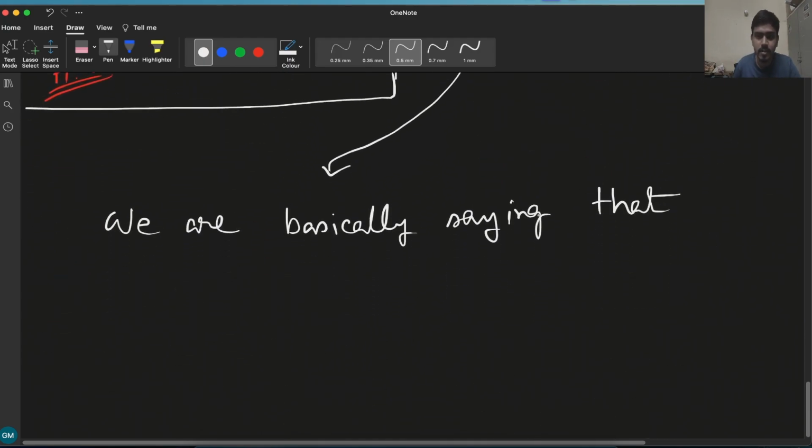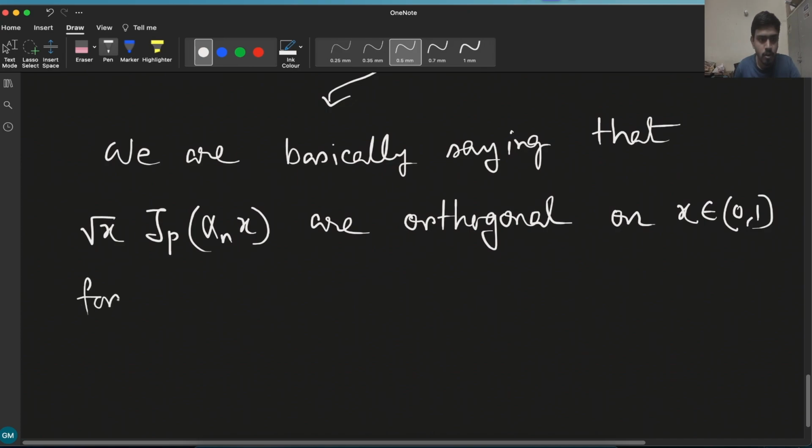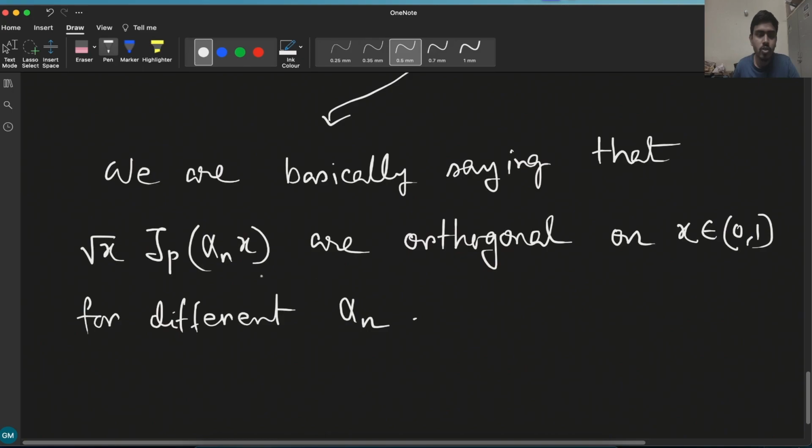So we are basically saying that root under x times Jp(alpha n x) are orthogonal on x belongs to 0 to 1 in this interval for different alpha n. So if we choose different zeros, in that case this function root under x Jp(alpha n x), these are orthogonal to each other.